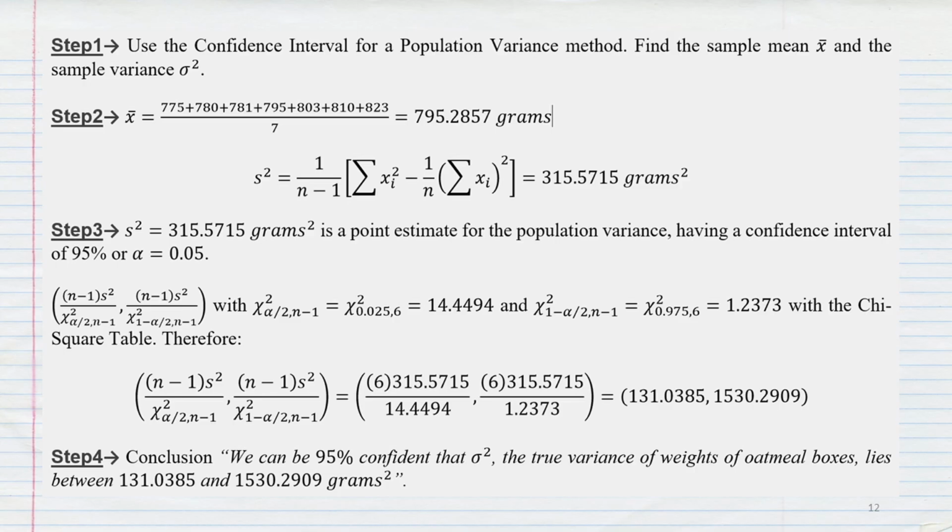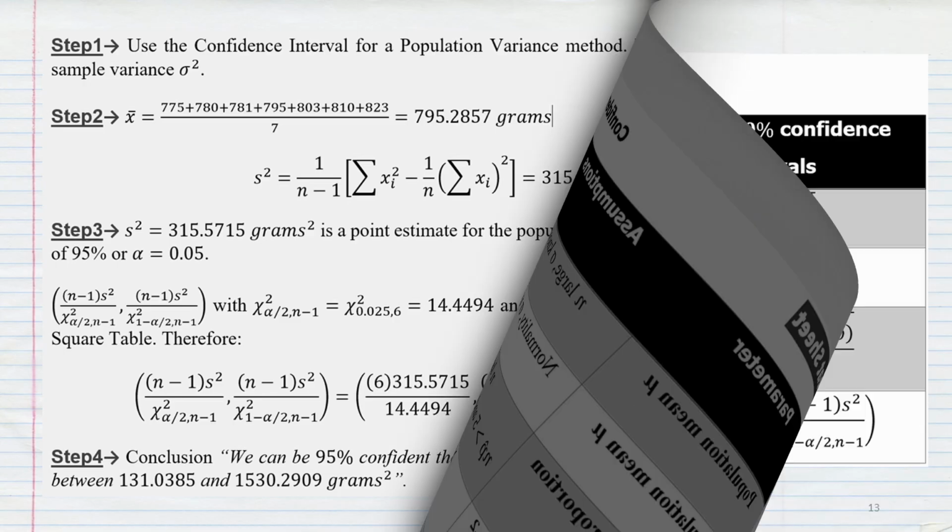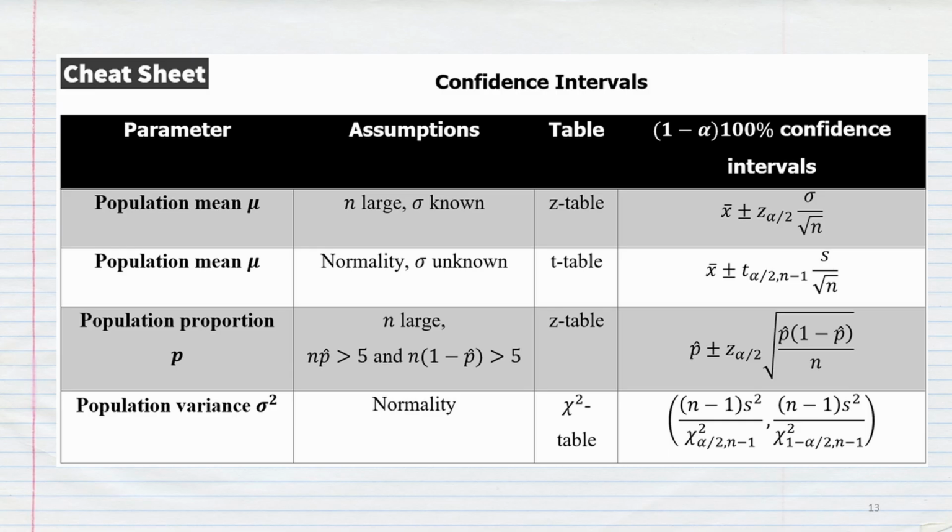Finally, make a concluding statement like, we can be 95% confident that sigma square, the true variance of weights of oatmeal boxes, lies between 131.0385 and 1,530.2909 grams square. Have a look at this table that summarizes the confidence interval procedures for the population mean.